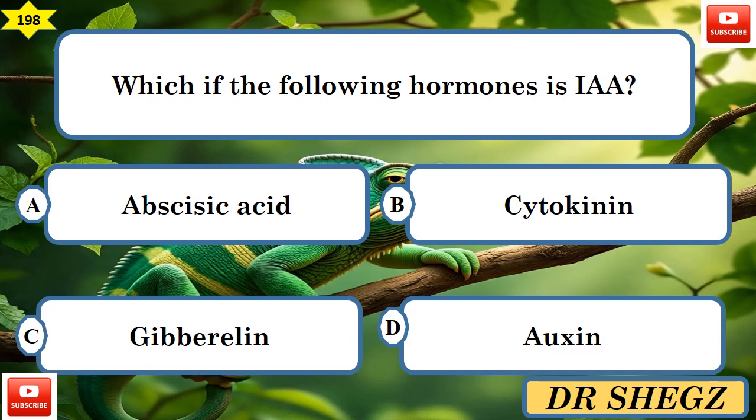Which of the following hormones is indole acetic acid? Indole acetic acid, auxin. Indole acetic acid is auxin.